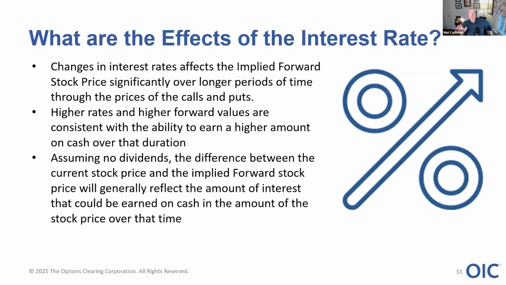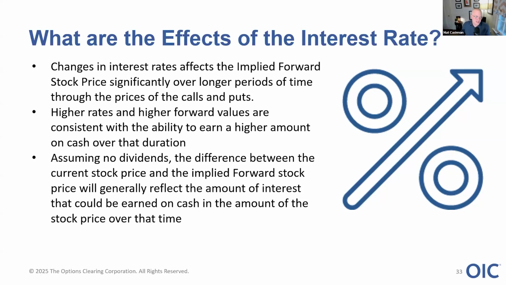So if you're assuming there's no dividends, the difference between the current stock price and the implied forward price that the options are telling you will generally reflect the amount of interest that you could earn if you were to take that same money and put it into a savings account over that time period. That's why the interest rates affect the calls and the puts in the way that they do. Because if they didn't, there would be some sort of free lunch scenario that would exist there. And as we all know, there is no free lunch. So that's what's happening with the calls and puts in that situation. That's why these forwards are priced the way that they are.